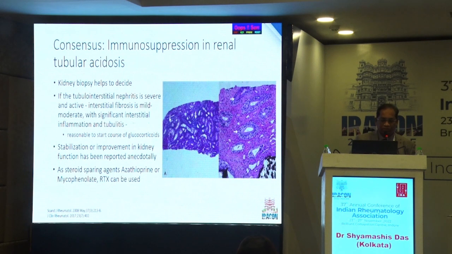Then in renal tubular acidosis, if the tubulointerstitial nephritis is severe and active, and interstitial fibrosis is mild to moderate with significant interstitial inflammation and tubulitis, it is reasonable to start steroids. Stabilization or improvement in kidney function has been reported anecdotally. As steroid-sparing agents, we can use azathioprine, mycophenolate or rituximab, which is even advocated now.